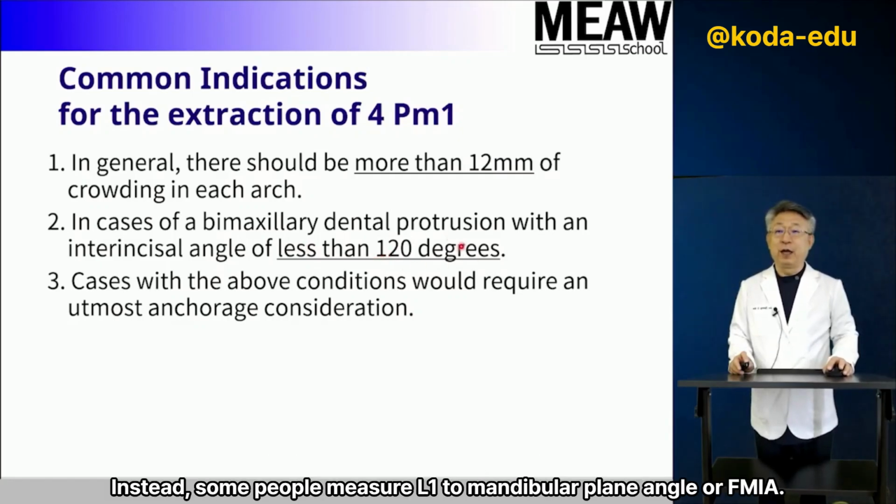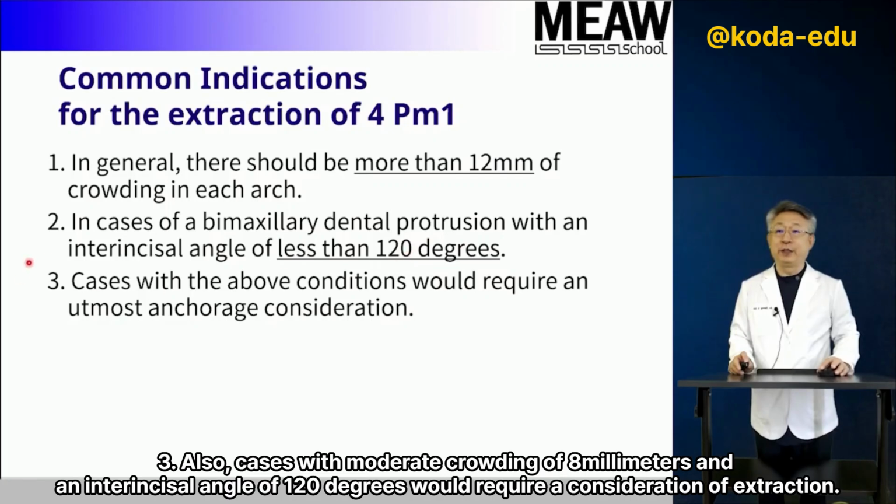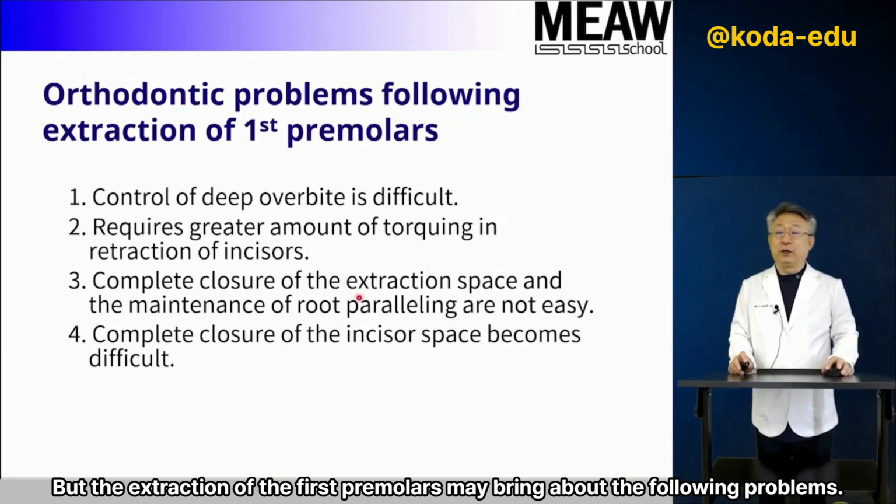Instead, some people measure lower incisor to mandibular plane angle or FMIA. 3. Also, cases with moderate crowding of 8 mm and an interincisal angle of 120 degrees would require a consideration of extraction. But the extraction of the first premolars may bring about the following problems.